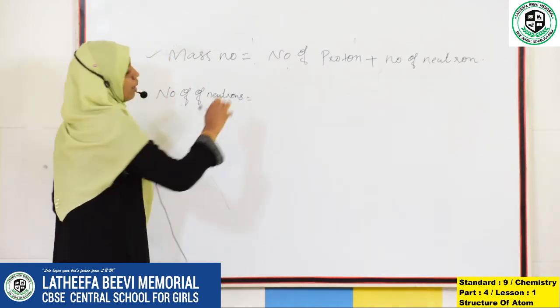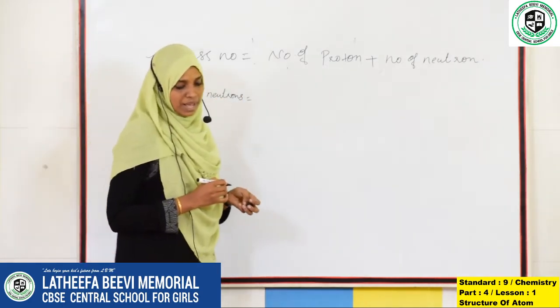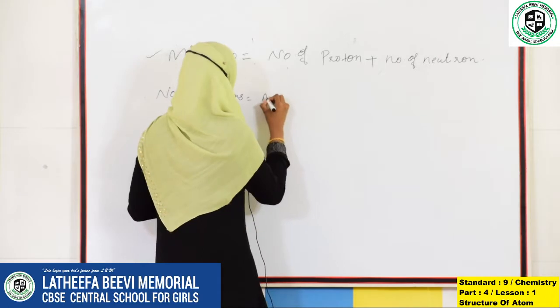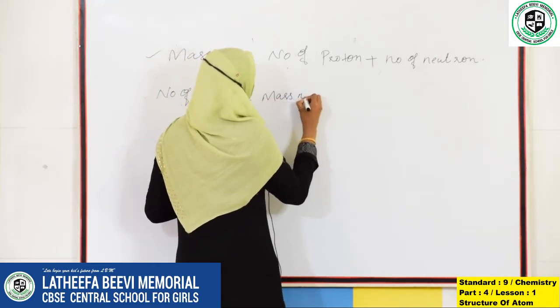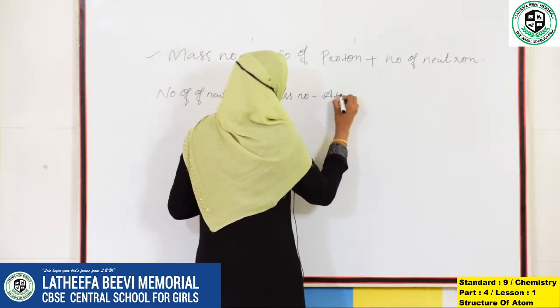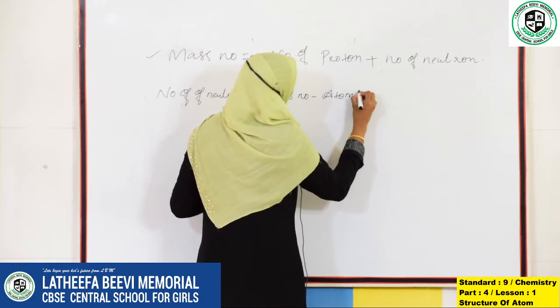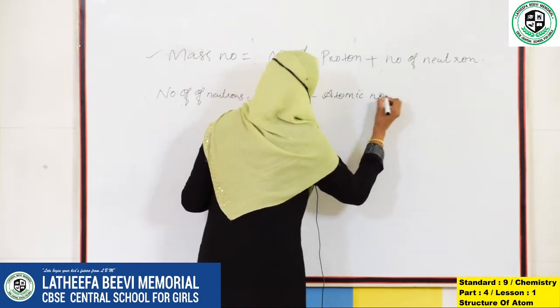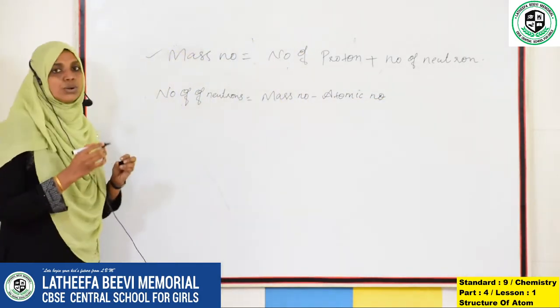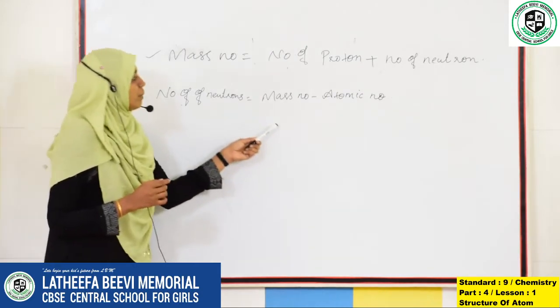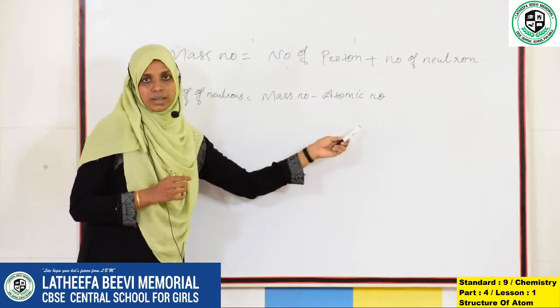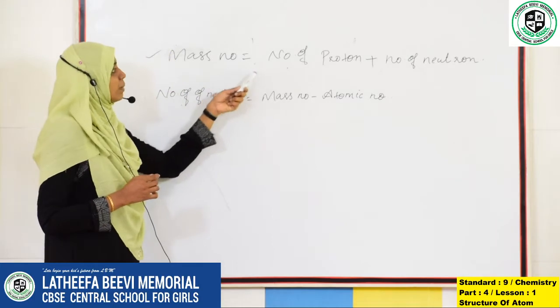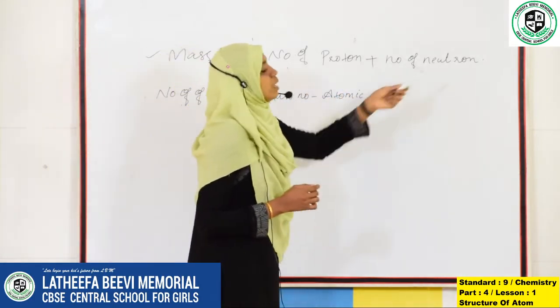So, the number of neutrons is calculated by mass number minus atomic number. So, we can calculate the number of neutrons by mass number minus atomic number. So, what is mass number? Number of protons plus number of neutrons.